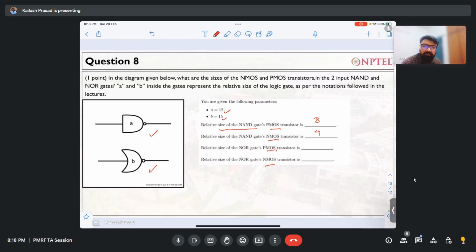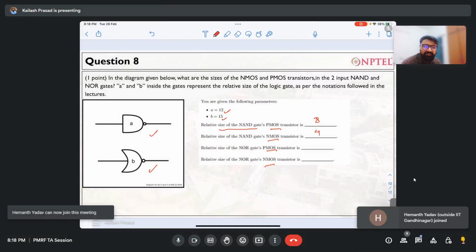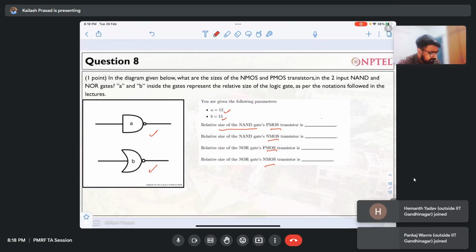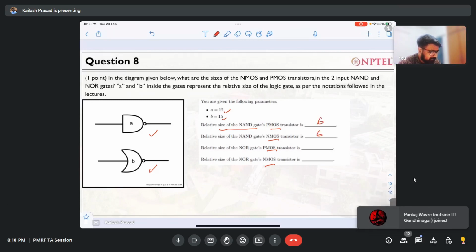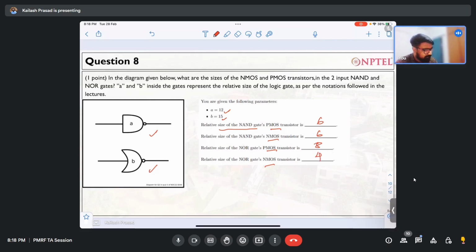Oh, sorry, I made a mistake. I missed it. It is wrong. It is 6 and 6 for the NAND gate. For the NOR gate, it will be 8. Let me tell you how this has been calculated.